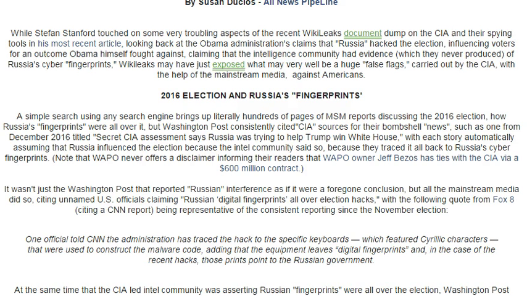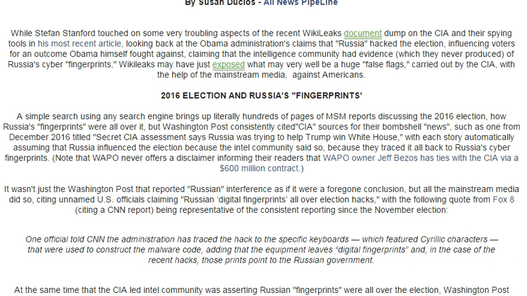And I do offer a note. You notice any time the Washington Post quotes the intel community, especially the CIA, they never put in a disclaimer showing that the owner of the Washington Post, Jeff Bezos, has ties with the CIA via a $600 million contract. That's beside the point, but it is something that's noteworthy.